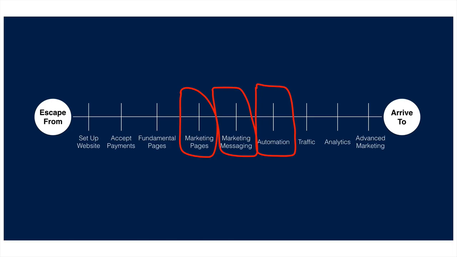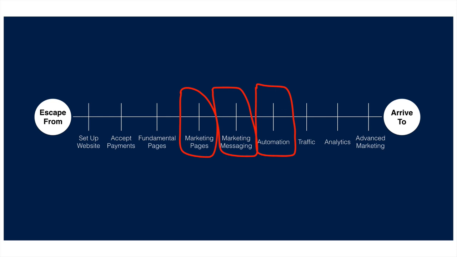Here's the global escape and arrival framework for someone who is not selling stuff online. Person's got a business, he's not selling stuff online, and he wants to arrive to selling online. Now you notice I've got all these milestones: set up website, accept payments. Man, that's not my area of expertise, right? And then over here I've got traffic, I've got analytics. That's not my area of expertise. He's got to have them, but I'm not going to be any good helping somebody with that kind of stuff. I'm not a technical person, right?